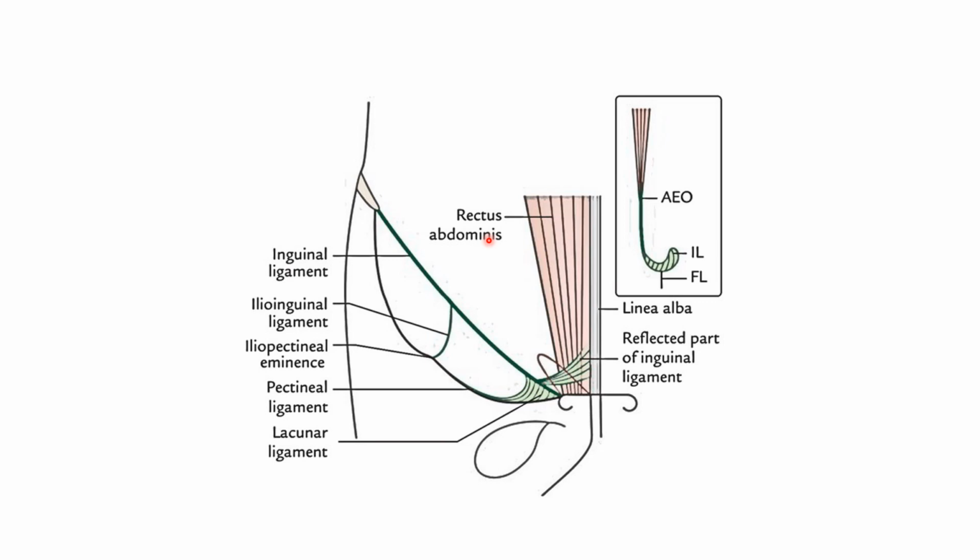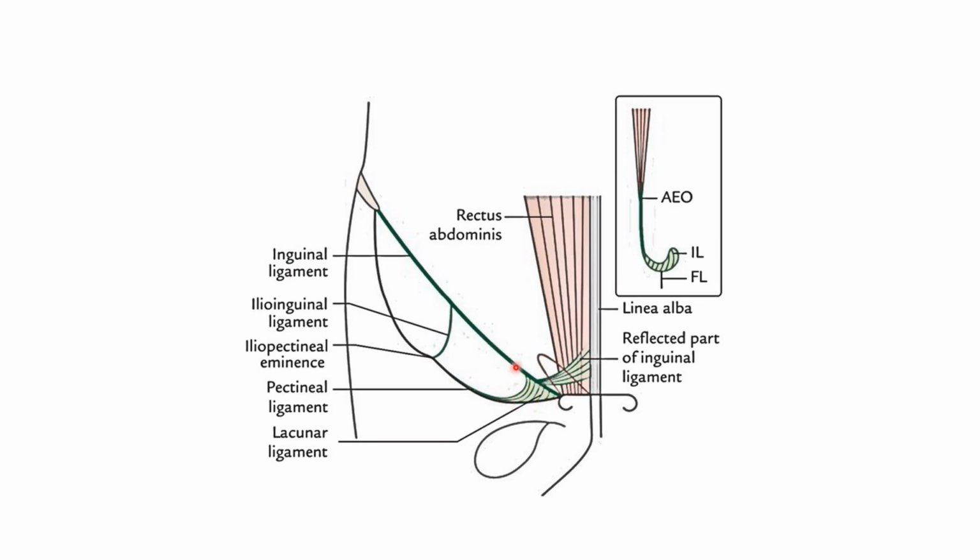Here is a very good diagram showing you all the extensions of the inguinal ligament. This is the anterior superior iliac spine, and this is the pubic tubercle. This is the inguinal ligament, and this downward triangular shaped extension of the inguinal ligament is known as the lacunar ligament. This is the apex of the lacunar ligament, and this is the base. It has an anterior border attached to the inguinal ligament and a posterior border attached to the pectineal line. The base is directed laterally.